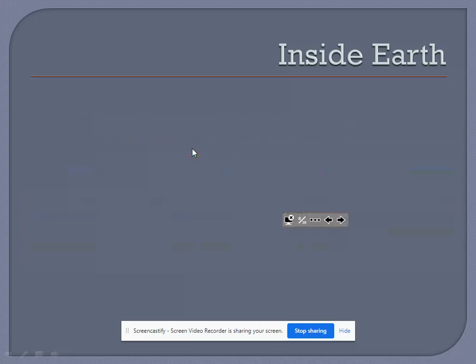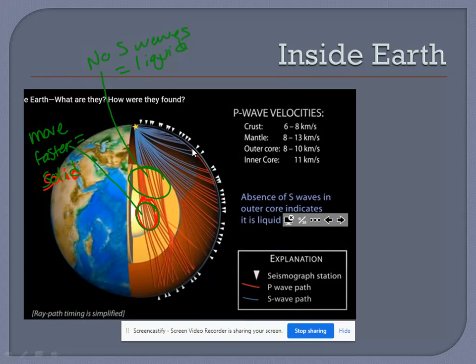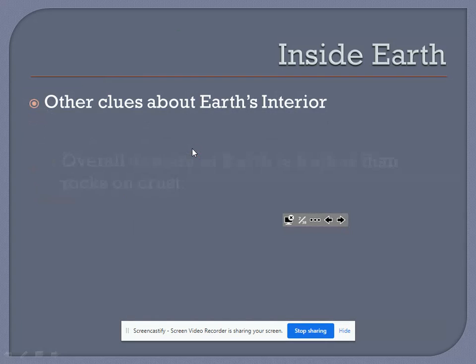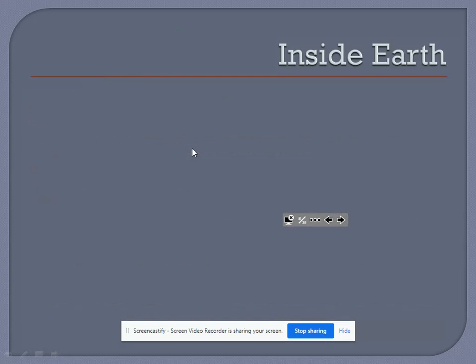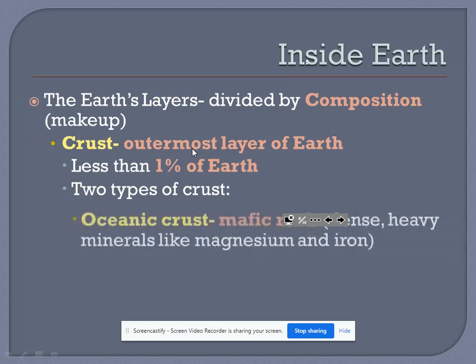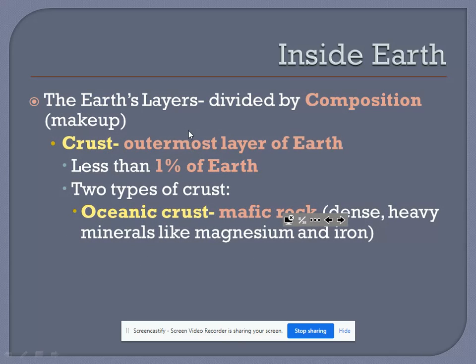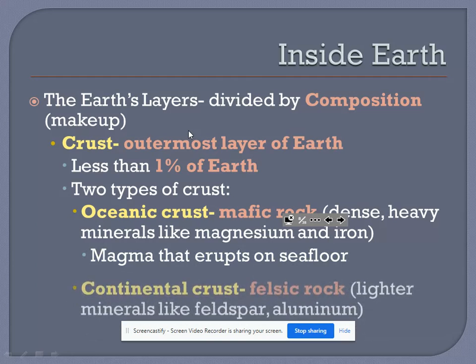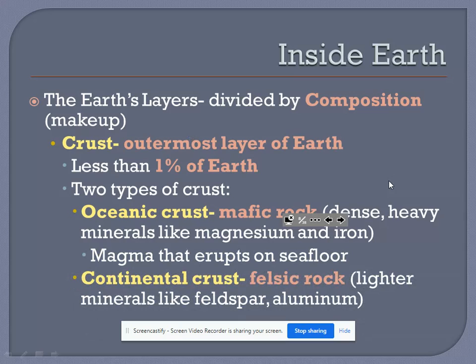So yesterday we had talked about the three main layers based on composition. We have three layers, which are going to be crust, mantle, and core. And we had just talked about crust yesterday. So crust is the most outermost layer of Earth. It makes up less than 1% of the Earth, but it's the part that we're most familiar with.